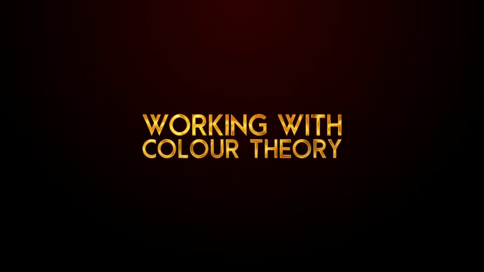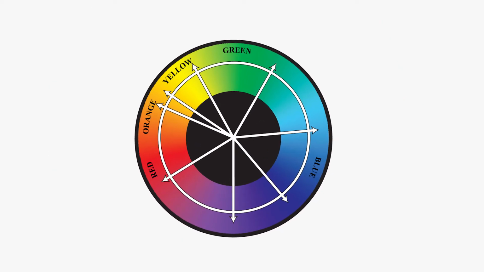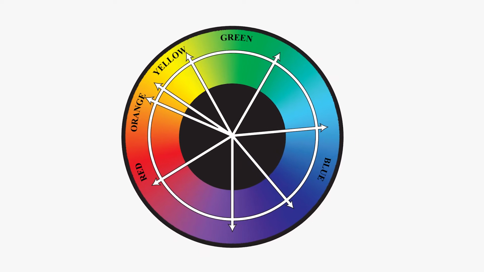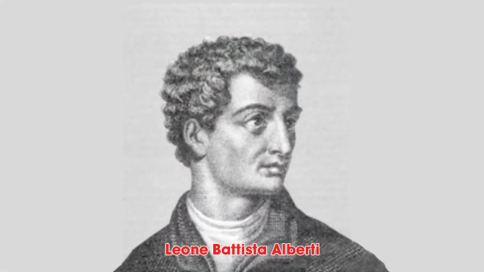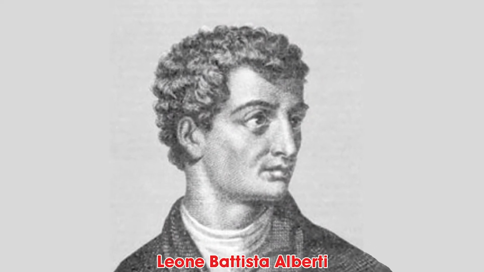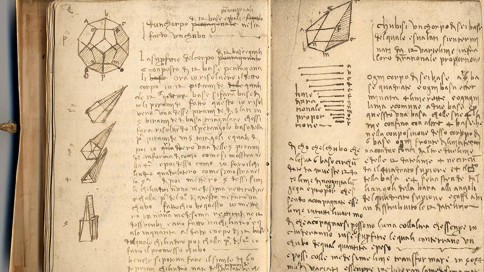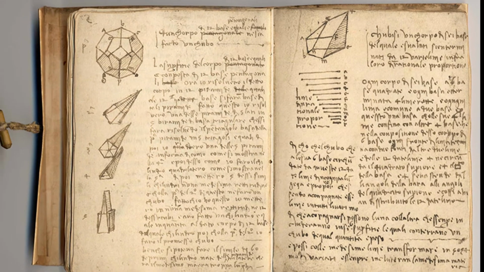Working with color theory. The history of color theory. General principles of color theory were patent in the writings of Leon Battista Alberti, 1435, and the notebooks of Leonardo da Vinci, 1490.